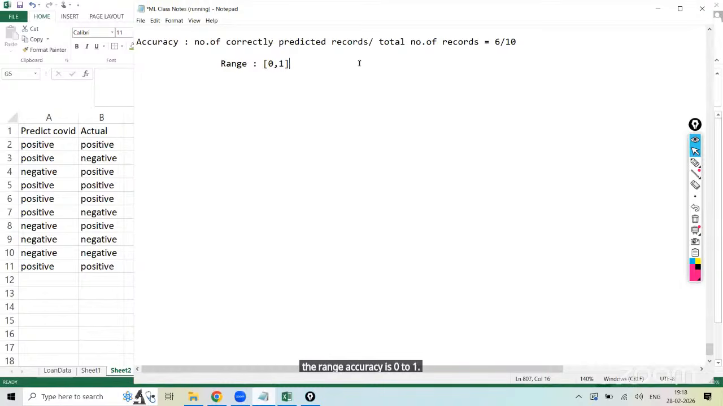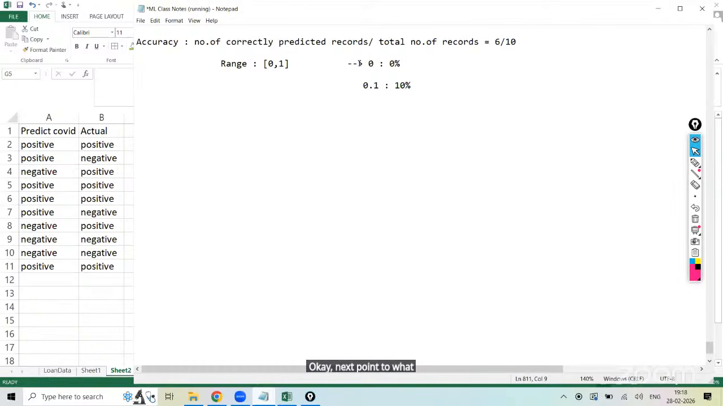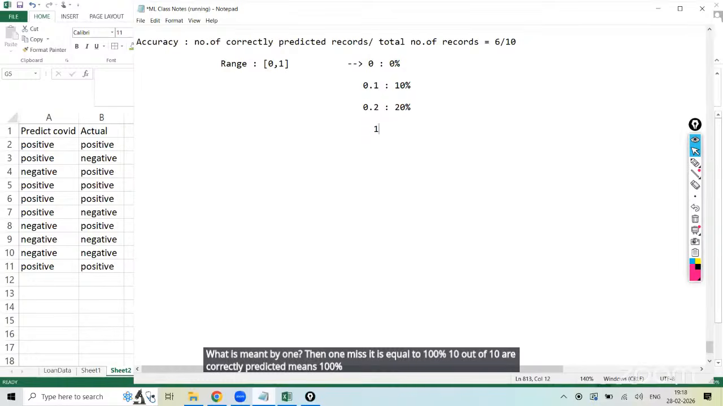If you want it percentage-wise, 0 is called 0%, whereas 0.1 is called 10%. Percentage-wise, it is 0.1 into 100. Next, 0.2. What is 0.2? 0.2 is called 20%. What is meant by 1 then? 1 is equal to 100%. 10 out of 10 correctly predicted means 100% of the data is correctly predicted.